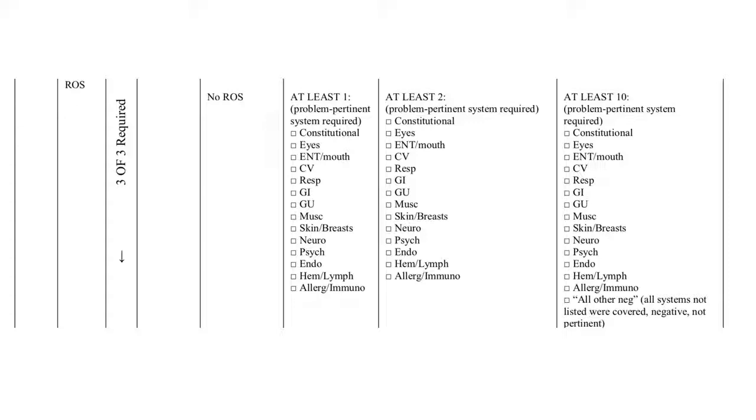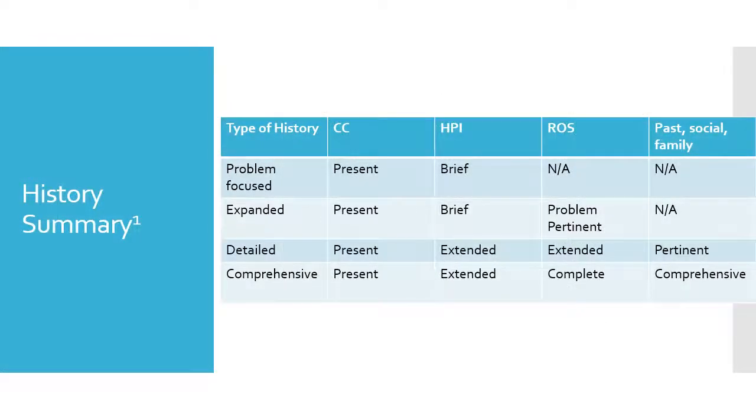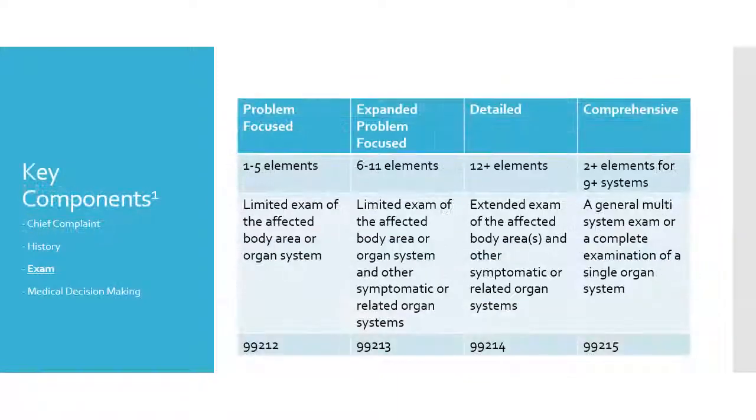The review of systems focuses on systems that you have addressed. Here's a summary of the review of the history aspect of charting that we just went over. You will be provided with resources to print, copy, scan, and bring with you later in Module 2.